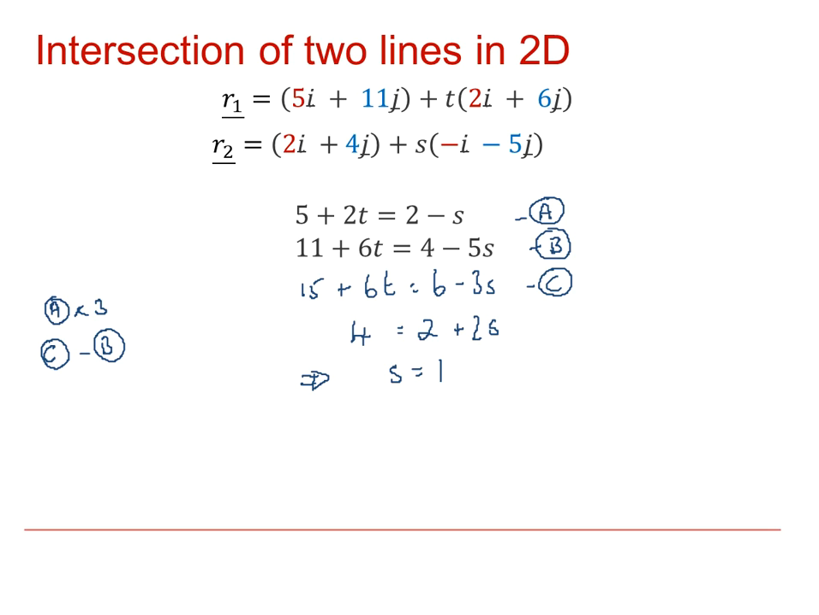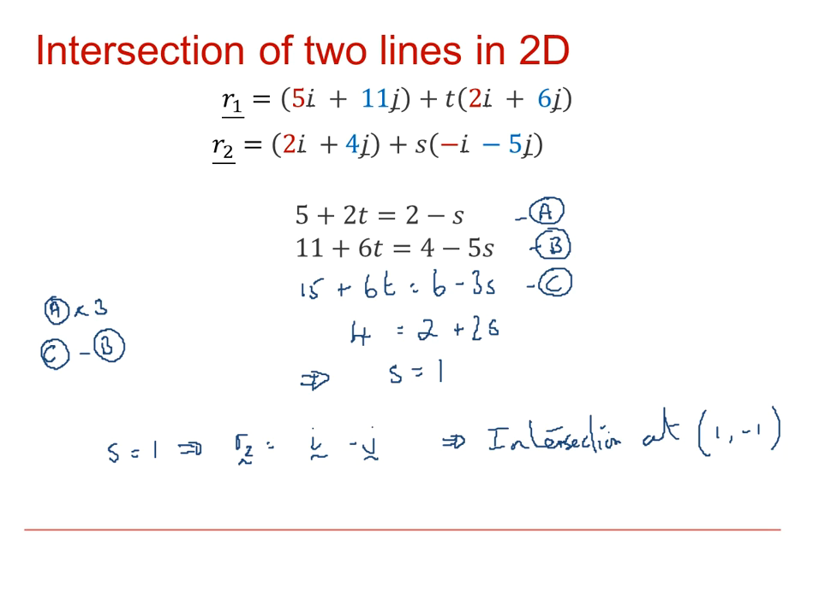Now that's actually sufficient, because we could substitute s into our equation r2 to find the point. If we do that, s equal to 1 means that r2 is equal to 2 minus 1, so that's 1 in the i direction, and then in the j direction we've got 4 minus 5 times s, so that will be negative 1. So we get i minus j for the vector. Or in other words, the intersection is at the point (1, -1).